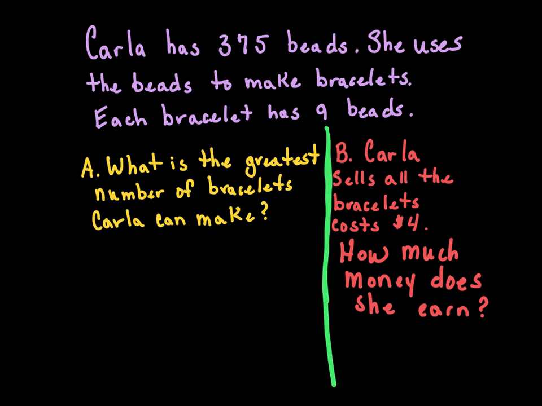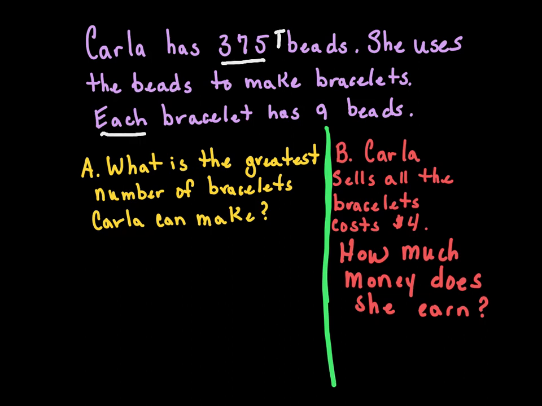All right, Carla has 375 beads. She uses the beads to make bracelets. Each bracelet has 9 beads. So this is a two-part question. What is the greatest number of bracelets Carla can make? So we're going to be dividing. We have a total here, and she has the word each. So what is the greatest number? Well, we're going to divide.